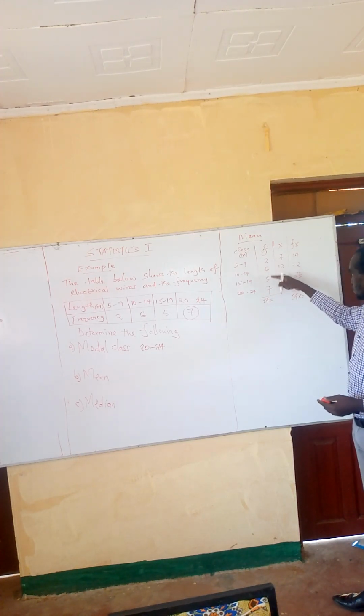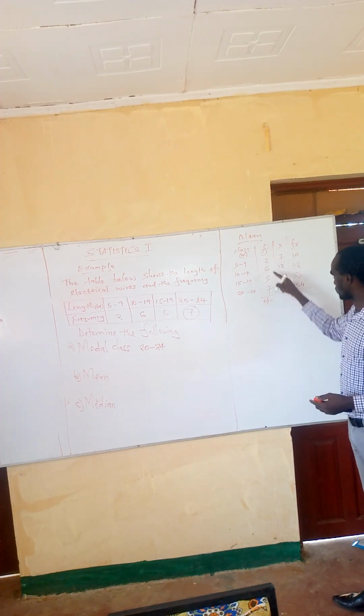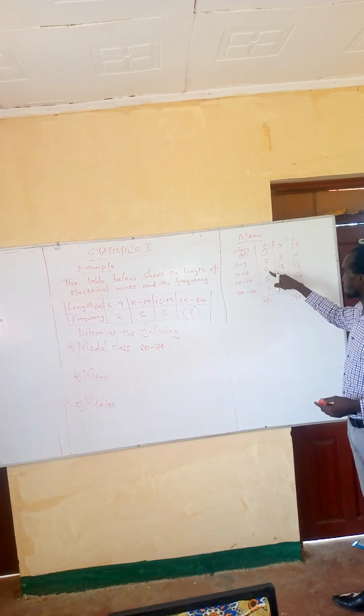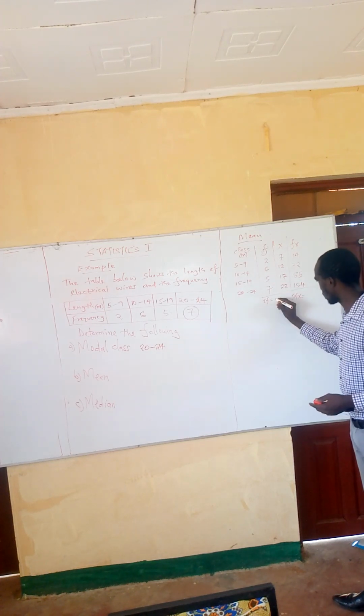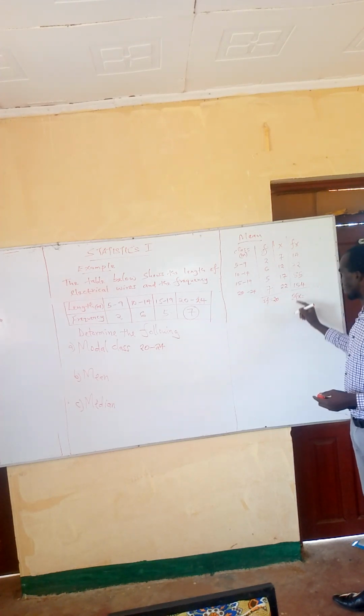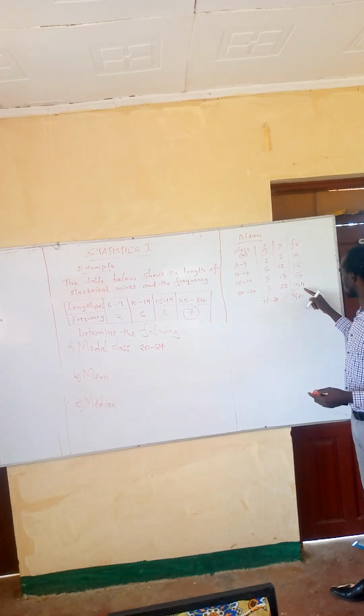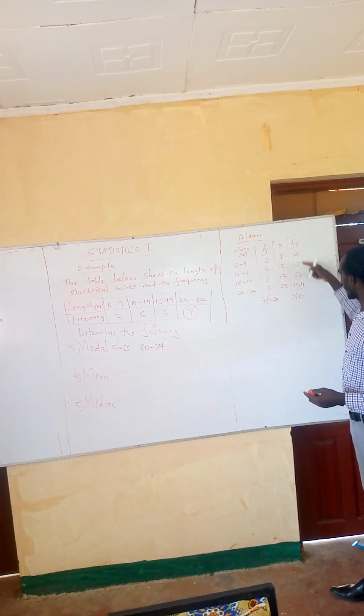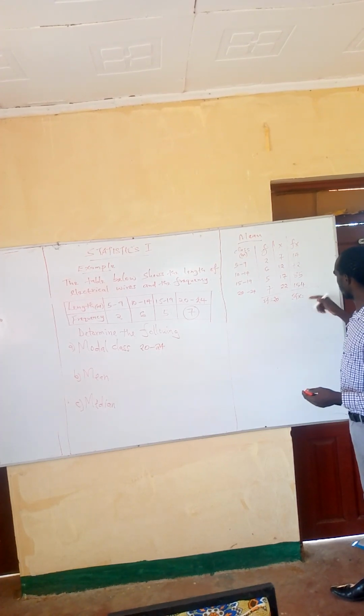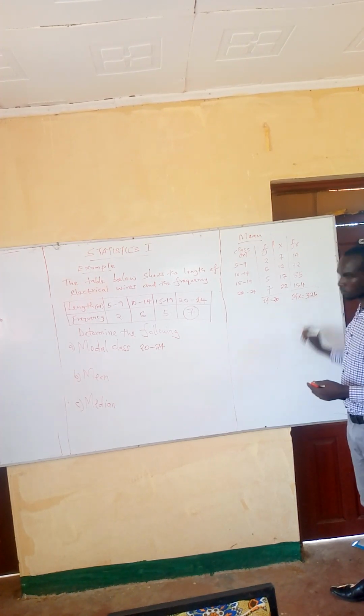In this case, the summation of f is 20, because 2 plus 6 is 8, plus 5 becomes 13, then this gives us 20. Here we have sigma f x, which is the total of the elements in the f x column. And when we sum up all this data, it will give us 325.